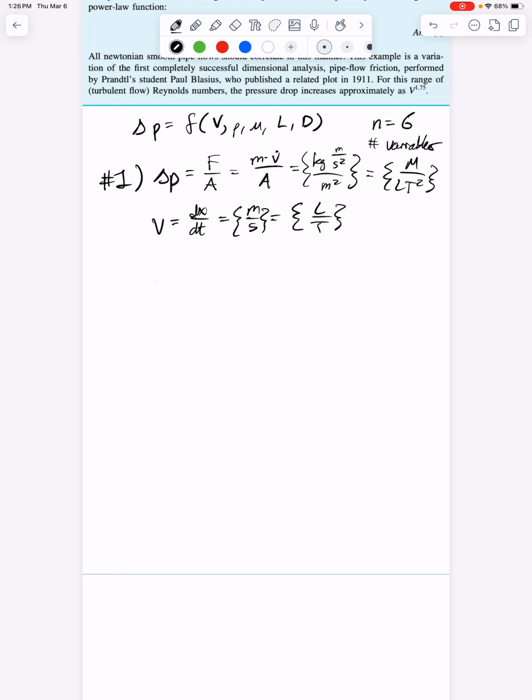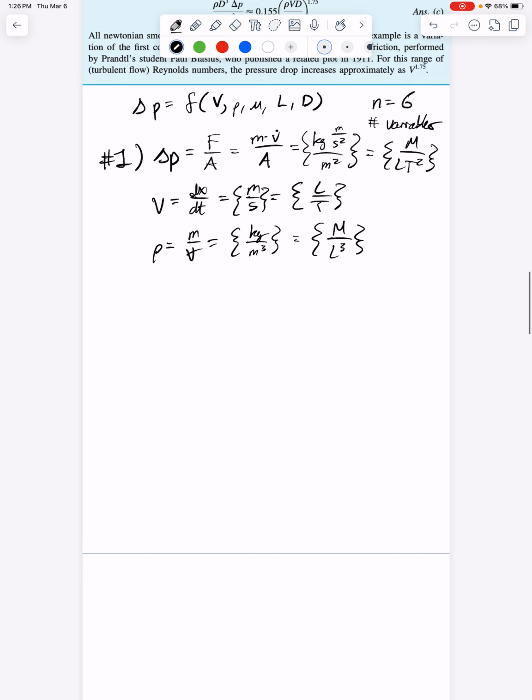Next up, density. Density is mass per volume. In terms of units, it'd be kilograms per cubic meter. And in terms of non-dimensional units, it'd be m per L to the power of 3. Mu we had from earlier, I'll just write it down again: mass per unit length per unit time.